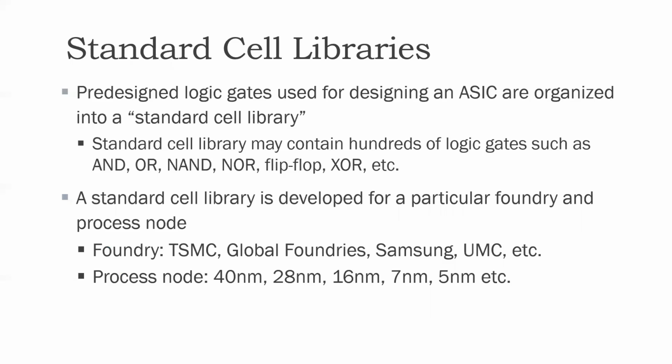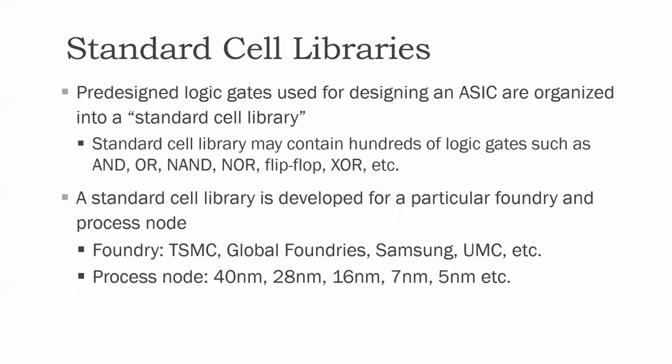An ASIC is designed using pre-designed logic gates. And the pre-designed logic gates used for designing an ASIC are organized into what we call a standard cell library. A standard cell library may contain hundreds of logic gates, such as AND gates, OR gates, NAND, NOR, flip-flops, XORs, etc. Even some complex functions such as half adders, full adders, or even more complex functions can be part of a standard cell library. A standard cell library is developed for a particular foundry and process node.